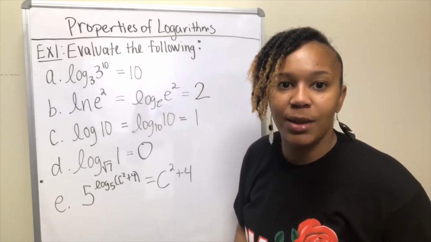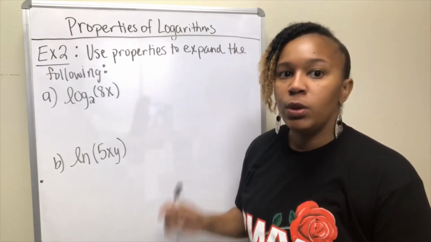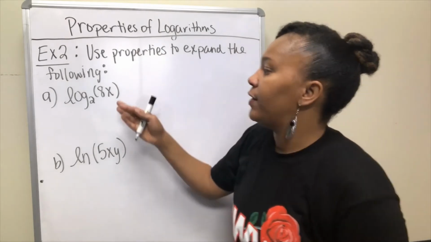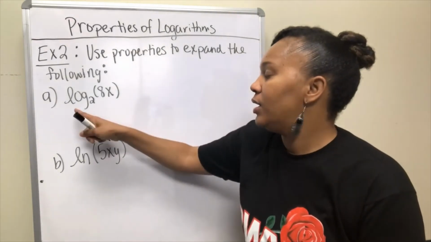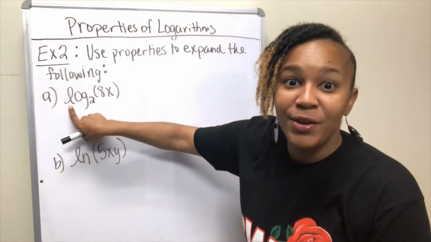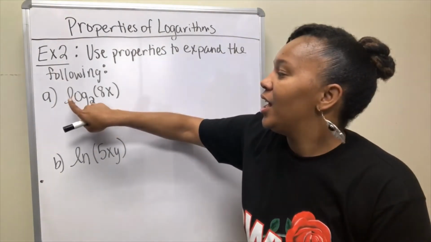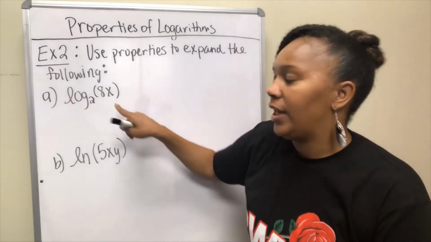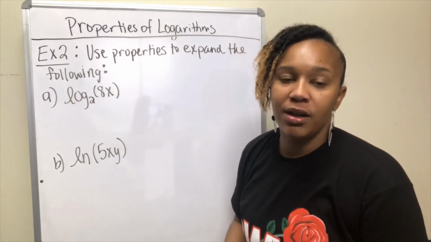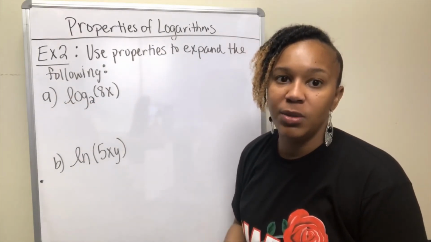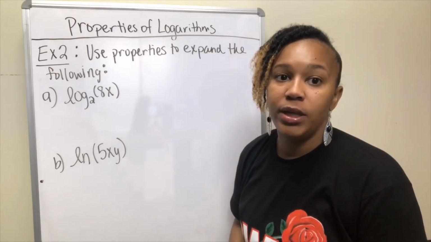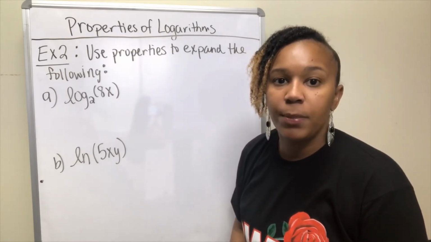Let's look at another example. For example 2, we want to use properties to expand the following. This is an L, by the way, if you haven't figured it out. That's how I write my L's when I write log. This says log base 2 of 8 times x. Which property involves taking the log of two things being multiplied? That would be the product property, which is property number 5.